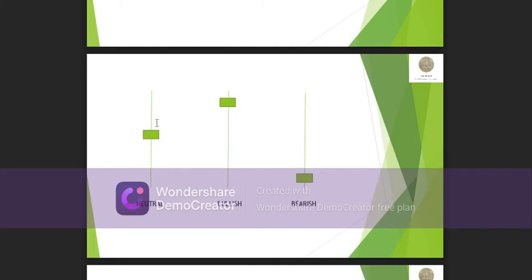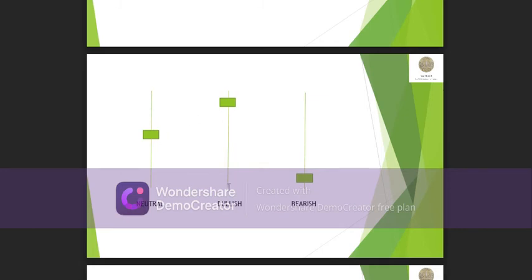It means that both the sellers and buyers are competing against each other. It opened and closed almost close to each other. The opening and closing prices are very close to each other.